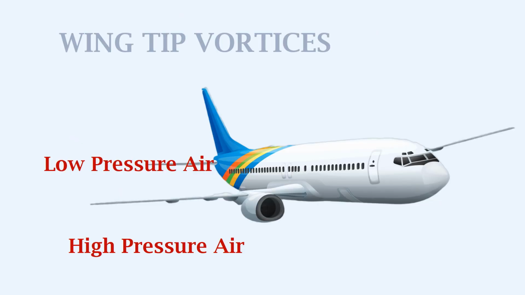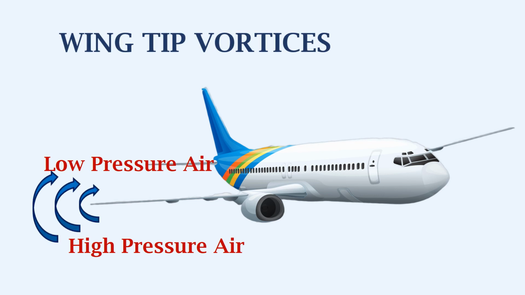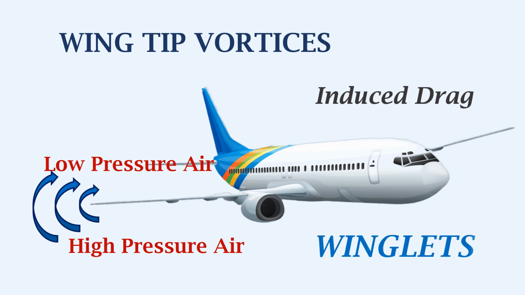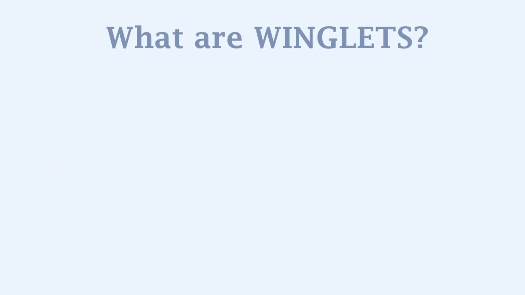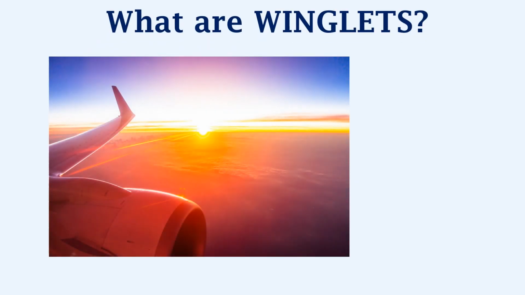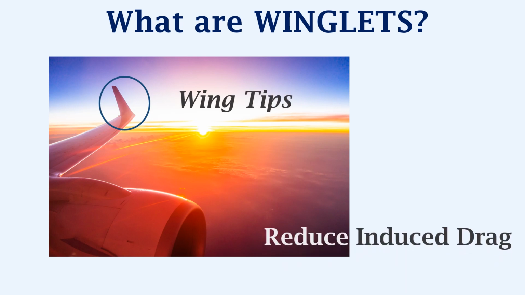If we look at the wingtip vortices, the flow across the wings gets affected, which affects the lift generation at the tips, thus causing an increase in the induced drag. The solution to reduce this drag is to use winglets. On an aircraft, the winglets are installed at the wingtips, and they are mainly used to reduce the induced drag. Let's look at how they reduce this drag.